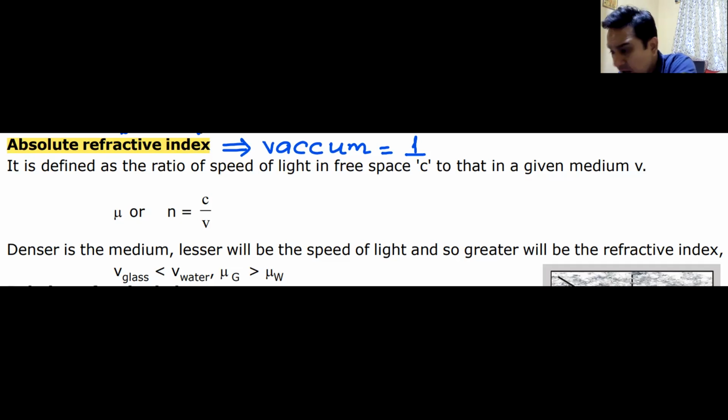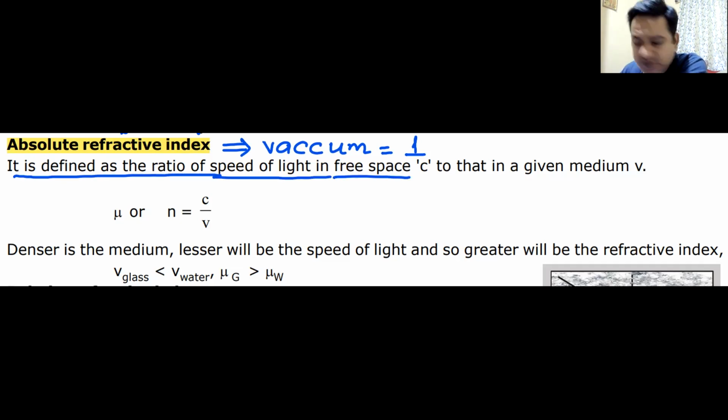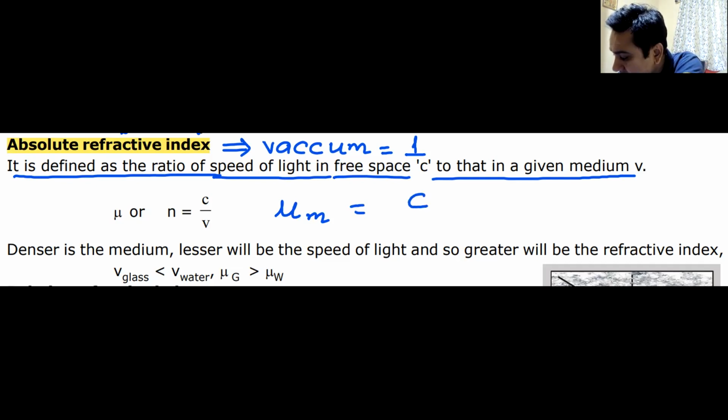Now, how is this refractive index defined? Well, it is defined as the ratio of the speed of light in free space, meaning vacuum, to the speed of light in the given medium. Or absolute refractive index of any medium, mu m standing for medium, is equal to c, meaning speed of light in vacuum, divided by vm, meaning speed of light in the given medium. Do we understand this? Yes, sir.